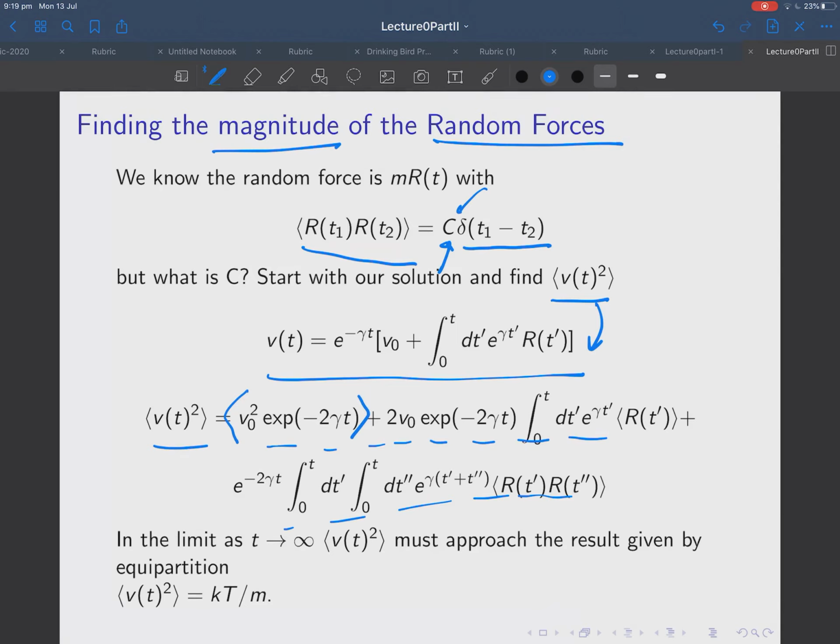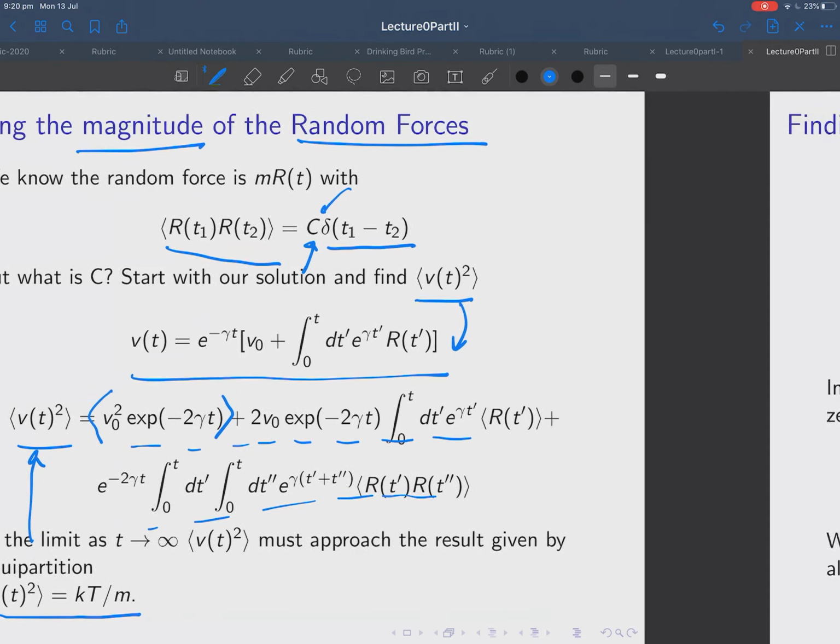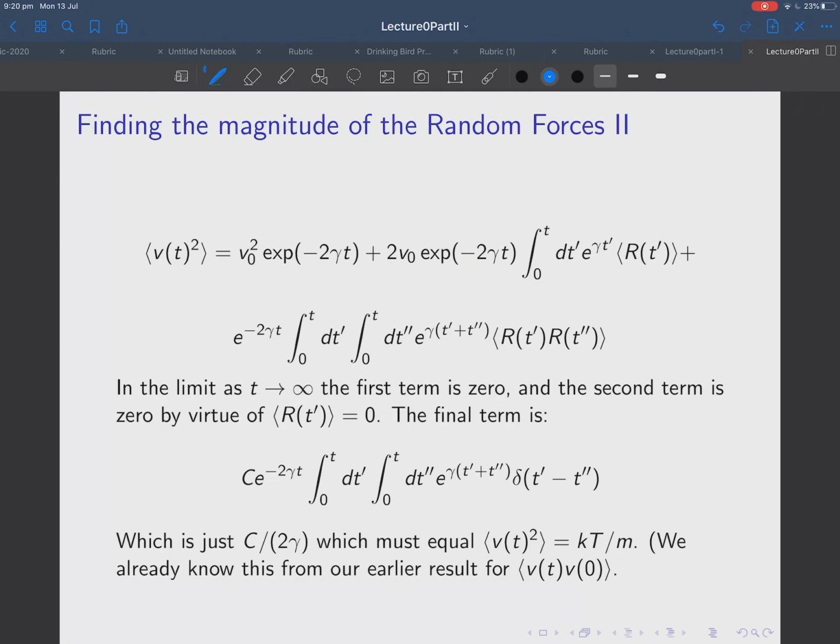Now, in the limit as t approaches infinity, so we're going to take a long time limit, we must get what would be the ensemble average. The time average and the ensemble average become the same. So we must get that the average of v squared of t must be kT on m, in the limit of large times. So we know the left-hand side in the limit of very large t.